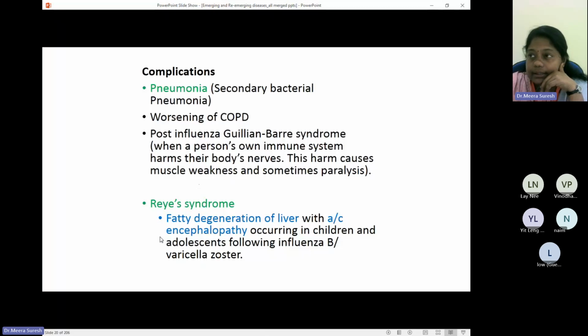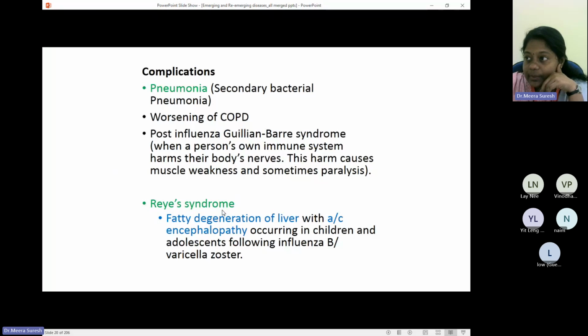Reye's syndrome, you might have studied this as a complication of chickenpox, that is caused by varicella zoster. But Reye's syndrome can also appear as a complication following influenza B virus infection. So there are two things coming under Reye's syndrome. One is involvement of the liver, there is fatty degeneration, and also involvement of the brain, the encephalitis or acute encephalopathy. So there will be symptoms in two different organs. That's how we call this term syndrome.